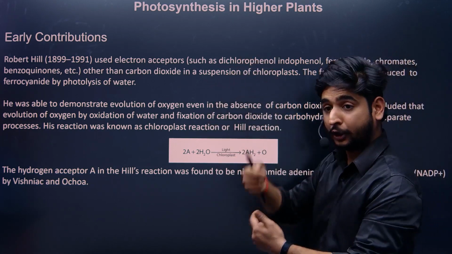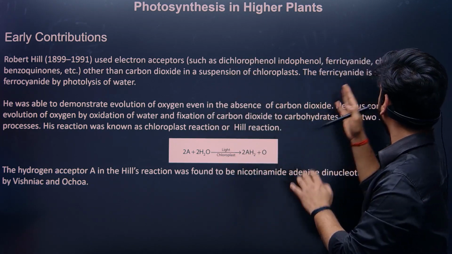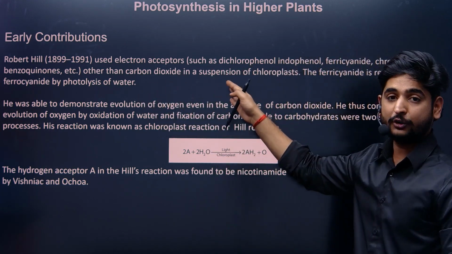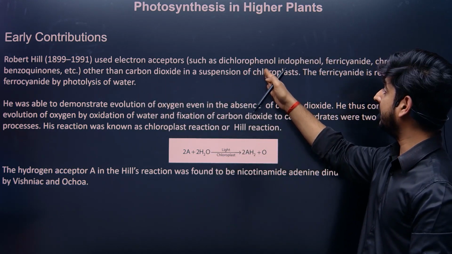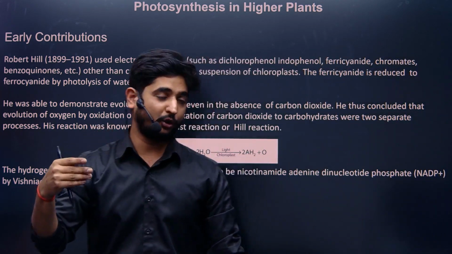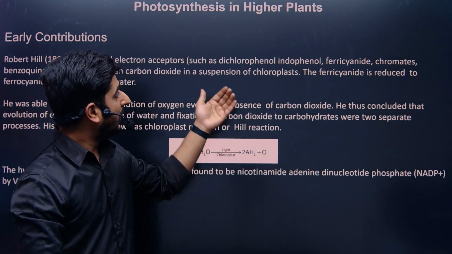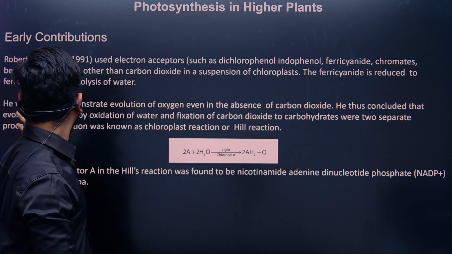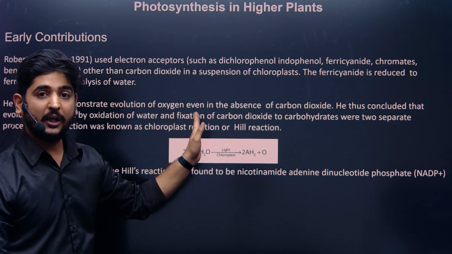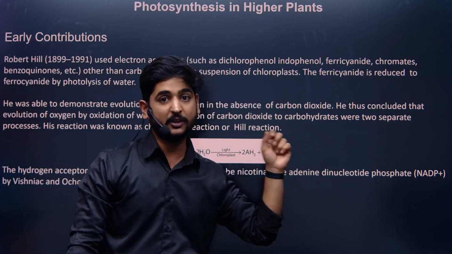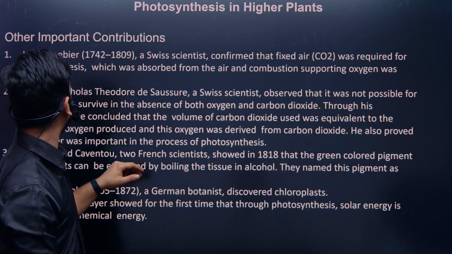He used electron acceptors other than carbon dioxide. Which are these electron acceptors? DCPIP, that is dichlorophenol indophenol, ferricyanide, chromates and benzoquinones. The ferricyanide is reduced to ferrocyanide. He was able to demonstrate evolution of oxygen even in the absence of carbon dioxide. So this was one of the major contributions by this guy.